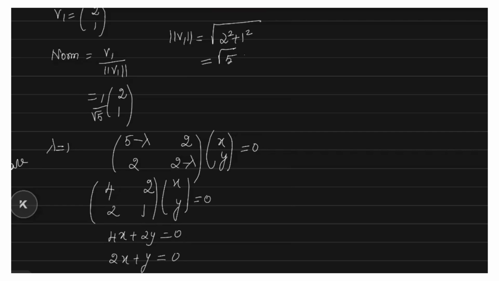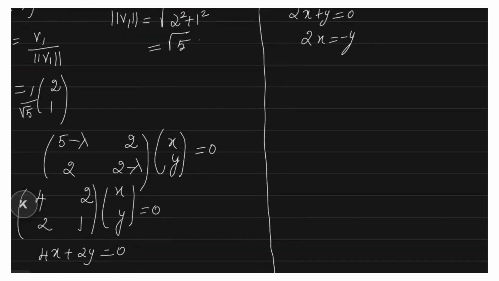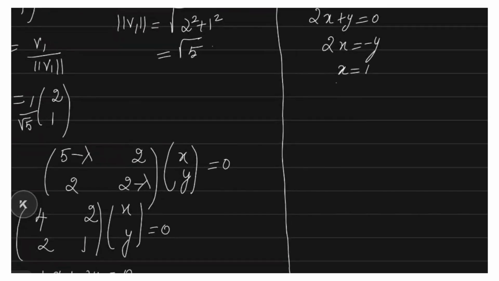Again when you observe equation 1 and 2, if the second equation is multiplied by 2, you will get 4x plus 2y is equal to 0. Both are the same equation, so you will not get different values for x and y; one depends on the other. Taking the second equation, 2x plus y is equal to 0, or 2x is equal to minus y. Suppose I take x is equal to 1, then 2 is equal to minus y, so y is equal to minus 2.